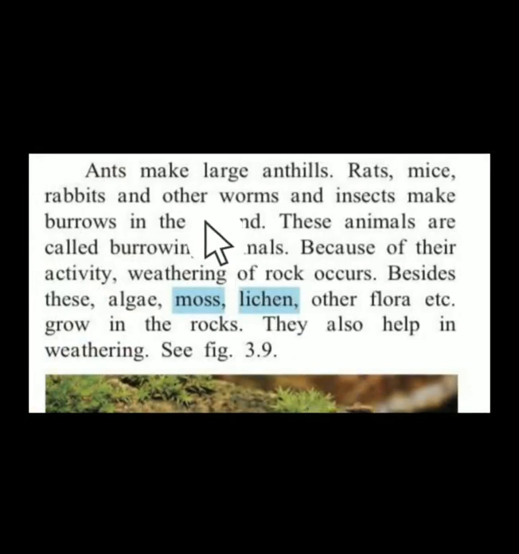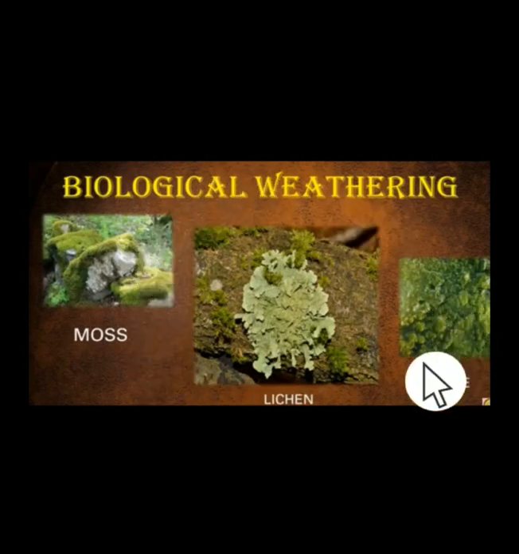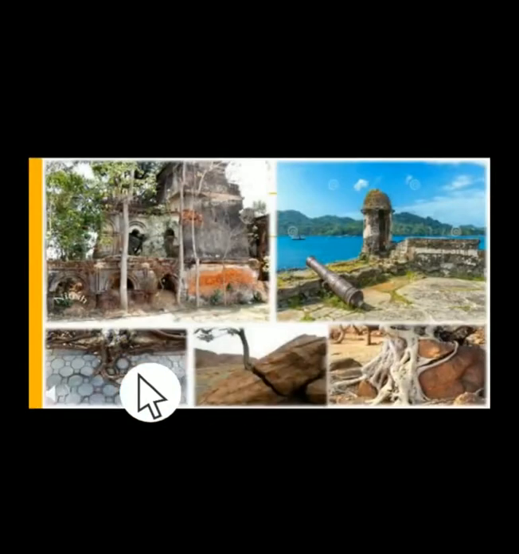We can see ants making anthills, and rats, mice, rabbits, worms and insects burrowing the ground. So due to them, what happens? There is a change in the ground structure, and there is a weakening of rocks. Sometimes mud is displaced from one area to another. Besides that, we can also see algae, moss and lichen. See, over here there is moss, there is lichen and there is algae. So these are all the various things responsible for biological weathering on the earth's surface. We can see a few more examples, trees growing, and these kinds of structures.